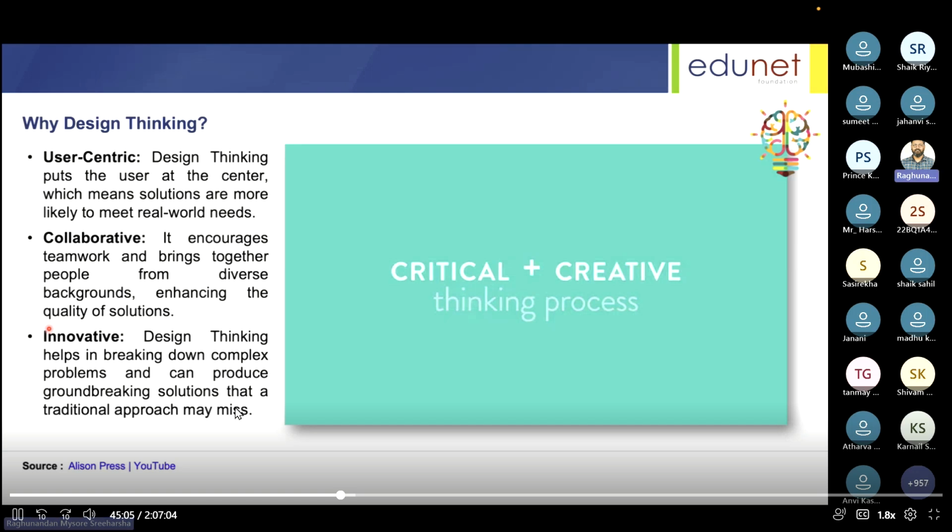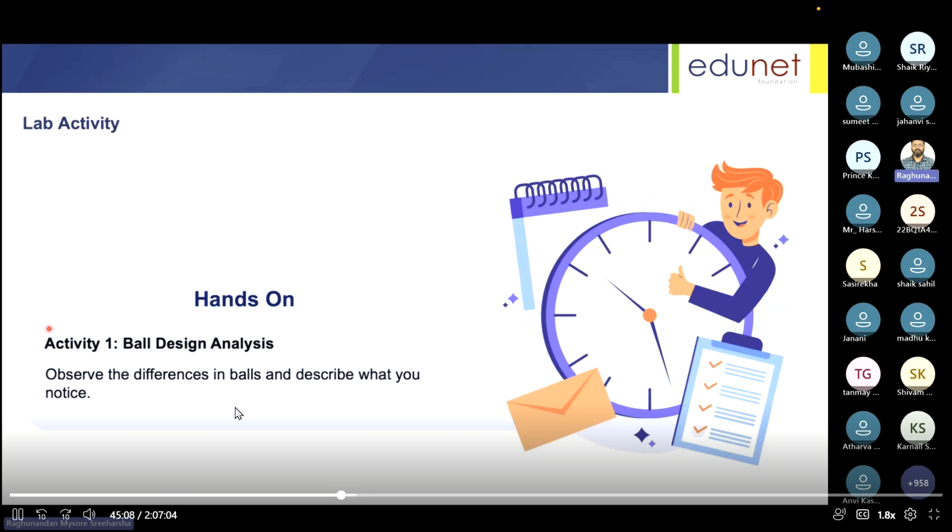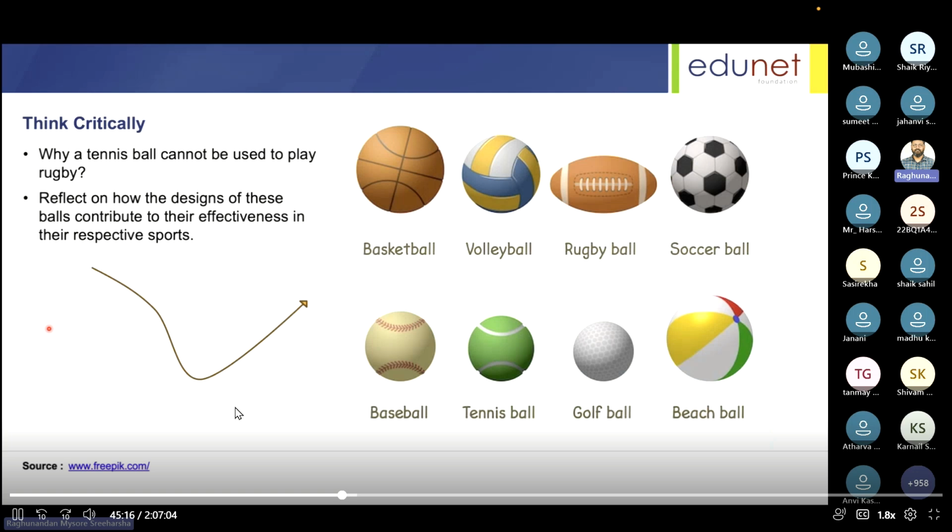Next, we'll have a very small hands-on session, right? Just like the previous one, I'm going to ask you questions. So observe these. Now this is where we have to think critically. I think most of you have seen the basketball, volleyball, rugby ball, soccer ball, right? Soccer ball, we usually call it football, right? And we have the baseball, tennis, golf, and beach ball. Now, what you need to reflect on is, why is it like this?